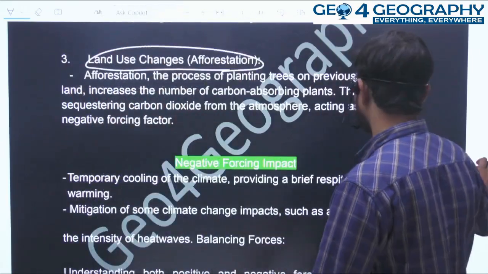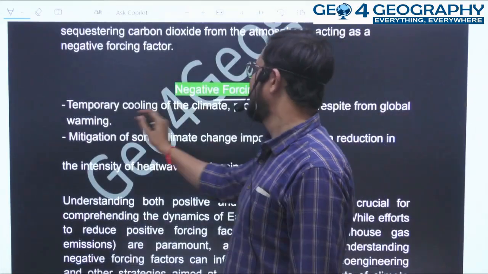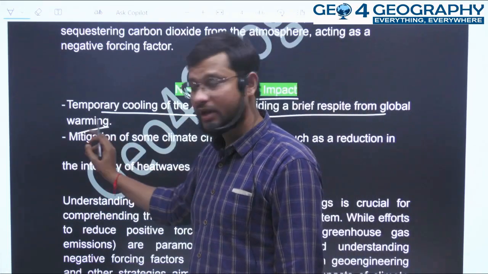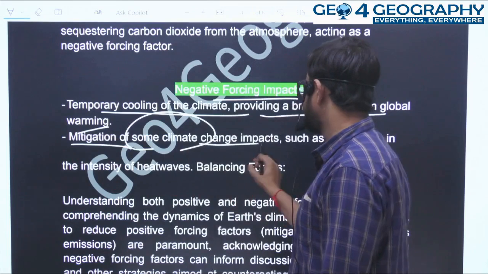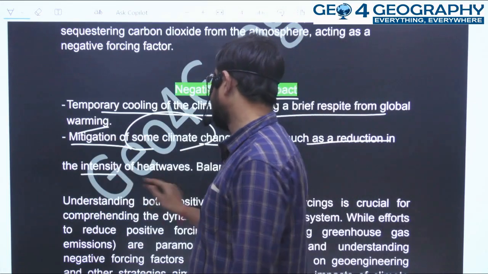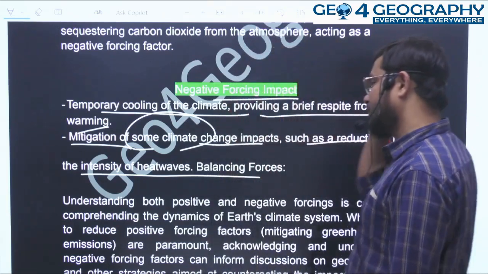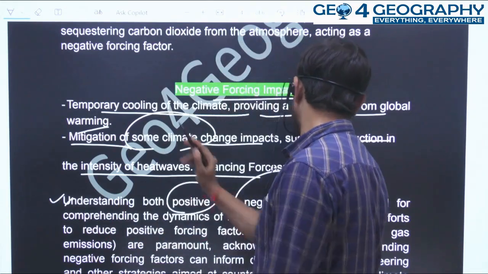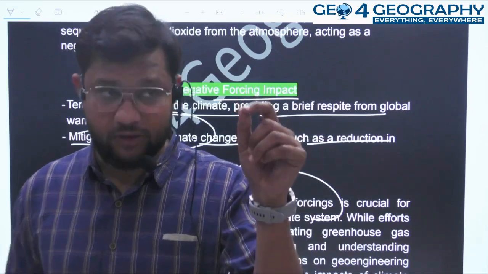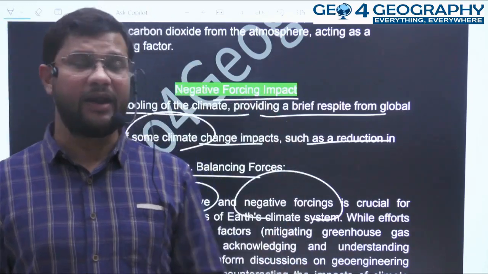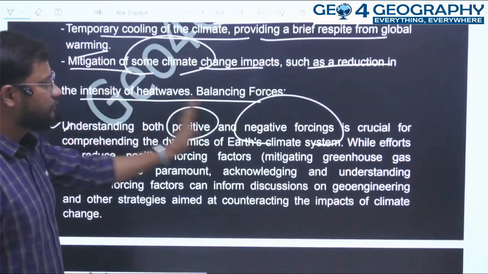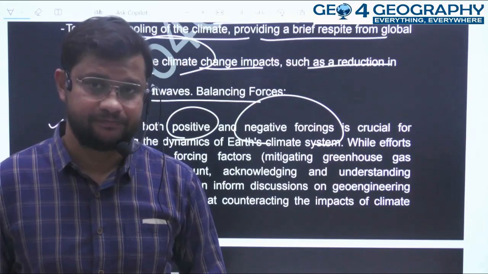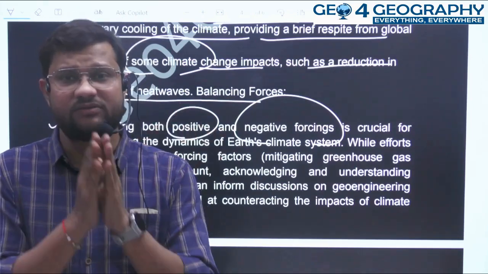Then इसके बाद देखो impact क्या हो रहे हैं negative forcing के: temporary cooling of the climate, providing brief respite from the global warming. Then mitigation of some climate change impacts such as reduction in the intensity of heat waves, and the balancing forces. Thus understanding both positive and negative forcing and man-made, anthropogenic or natural forcing are much more important for overall understanding and management of the global climate. Hence this concept is much more important.